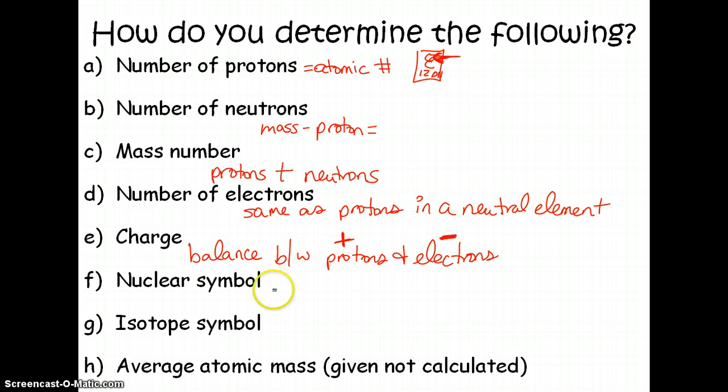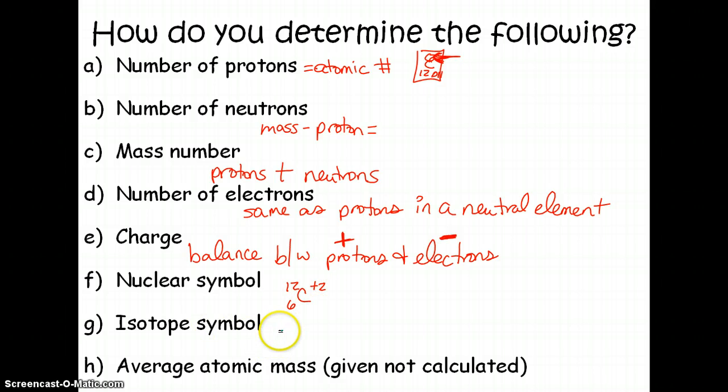And if you have more electrons than protons, you'll have a negative charge by however many more electrons you have. The nuclear symbol is going to be the symbol of the element, the mass number in the top left, proton number in the bottom left, and the charge, whatever it may be, in the top right.